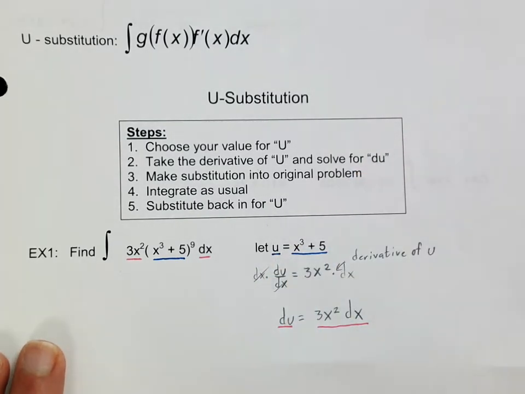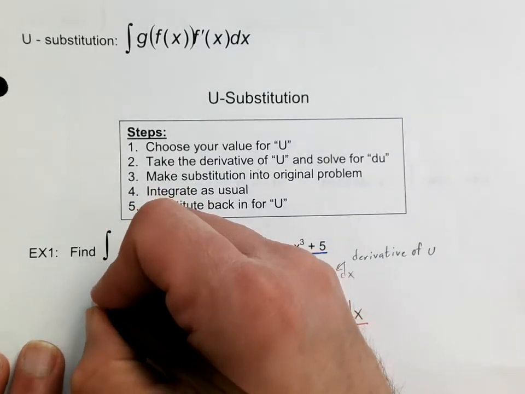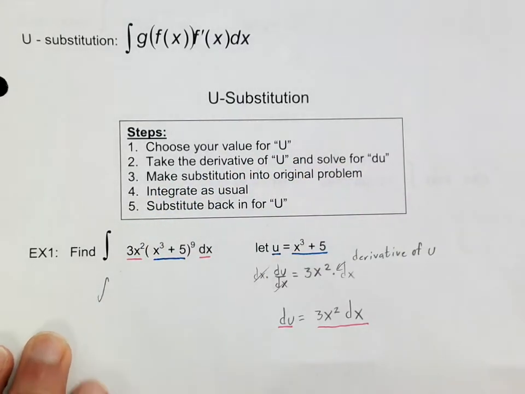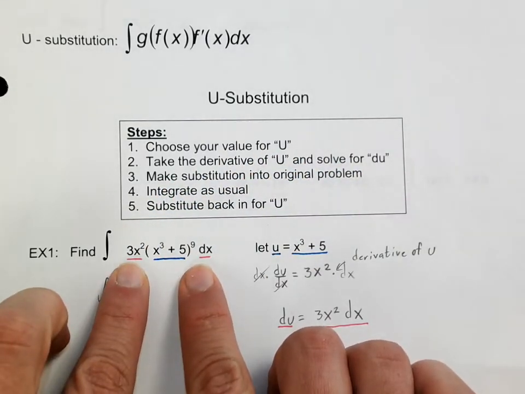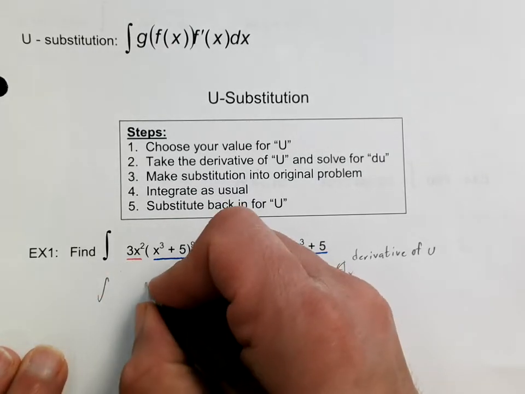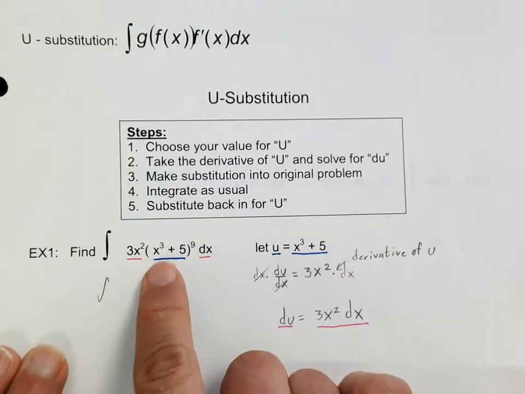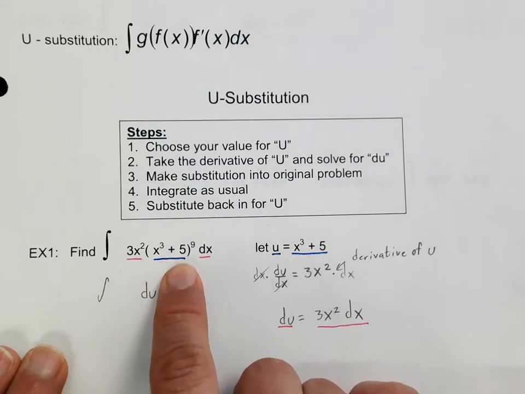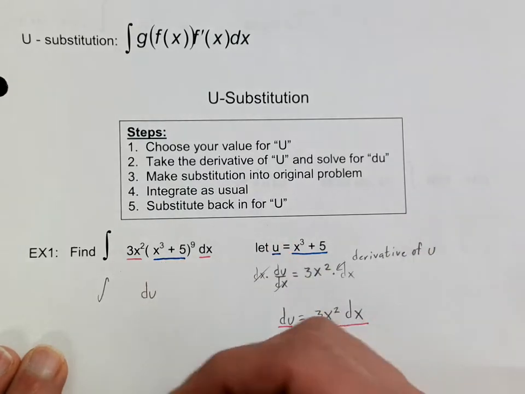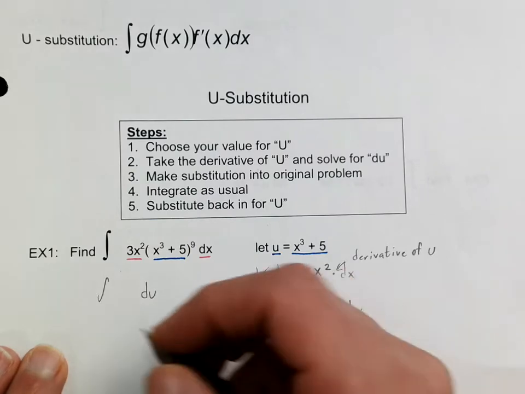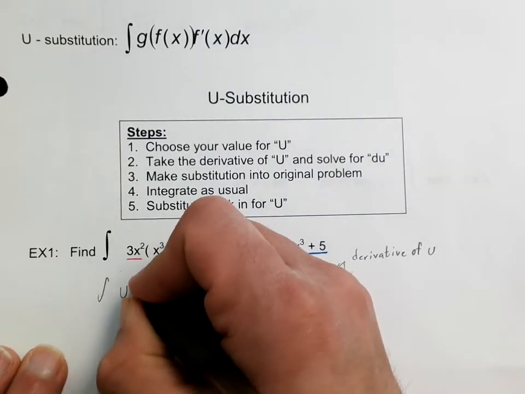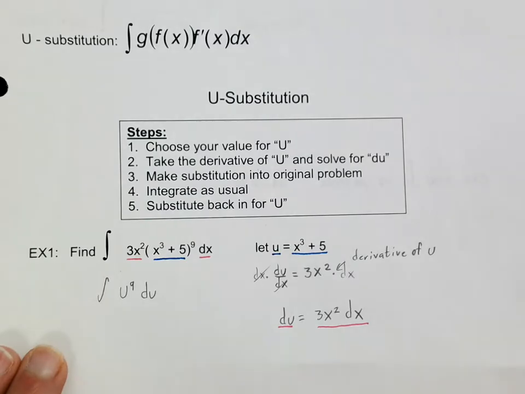Okay, so let's see if you can follow. So what I'm doing now is I'm going to replace, instead of writing 3x squared dx, I'm going to write du. And instead of x cubed plus 5, I'm going to write u, because that's what I chose u to be from the beginning. So this is going to be u to the power of 9. Alright, so this is actually the key to it. So if you're okay with this and you're doing good, the rest of it is actually pretty simple.